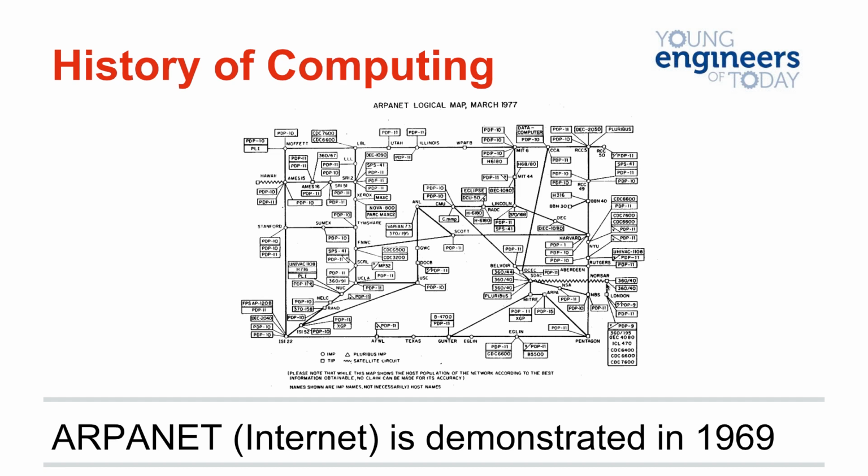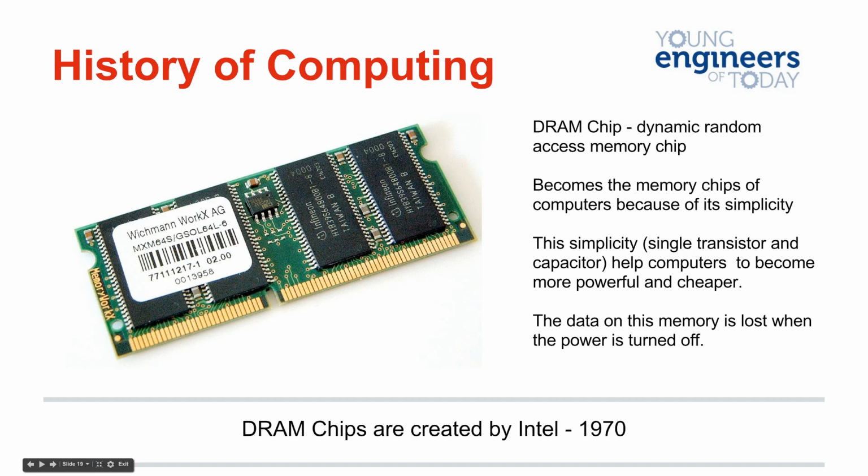Now, moving forward. Now, RAM chips, a dynamic random access memory chip. Okay. Now here, we're starting to move in the direction where we can store information. This becomes the memory chips of computers because of its simplicity. This simplicity is a single transistor and capacitor. It helps computers become more powerful and cheaper.